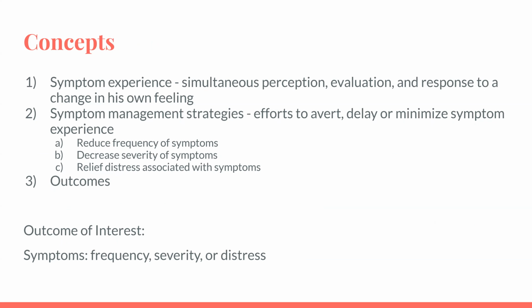In this theory, there are 3 concepts: symptom experience, symptom management strategy, and the outcomes. Symptom experience is the simultaneous perception, evaluation, and response to a change in one's own feelings. Symptom management strategy is the effort to avert, delay, or minimize the symptom experience. So we want to see a reduced frequency of symptoms, decreased severity of symptoms, and also relief of distress that is associated with the symptoms. The outcome of interest is symptoms, and the way we measure it is by frequency, severity, and the distress that might come along with the symptoms.